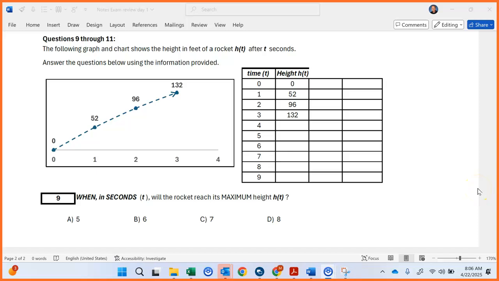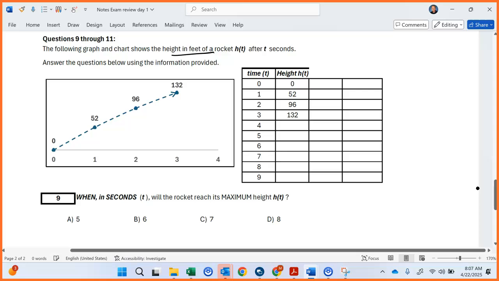Attention. Hey, you guys, I'm going to give you an example for 9 through 11, okay? If you're working on 9 through 11, this is an example, okay? So you've got the rocket after t seconds, and you have to fill out the table so you can answer everything.